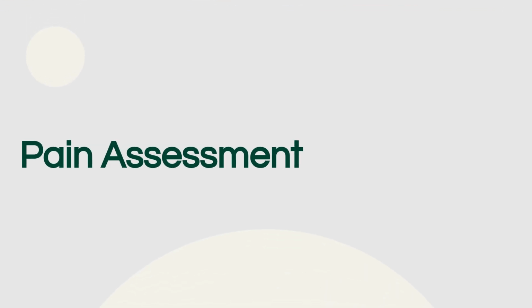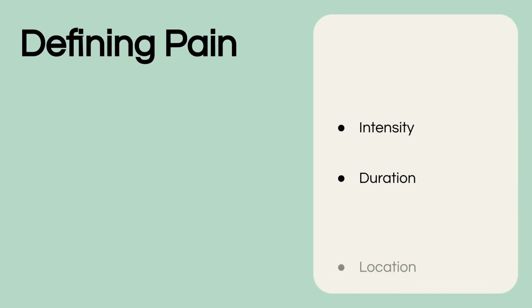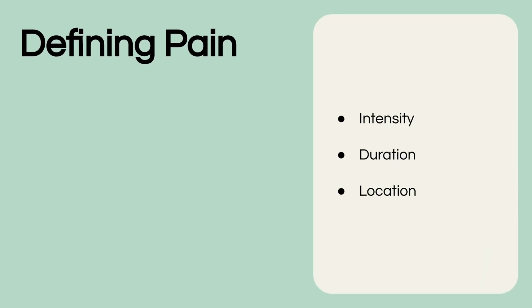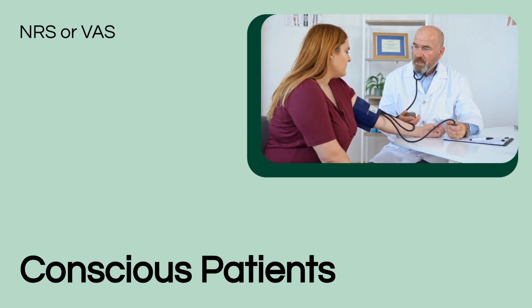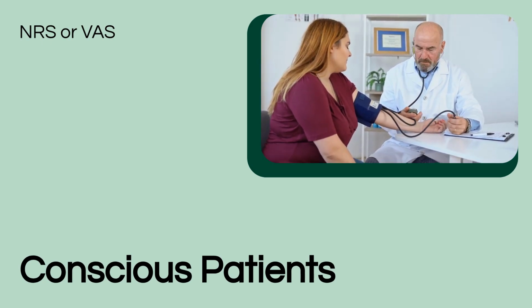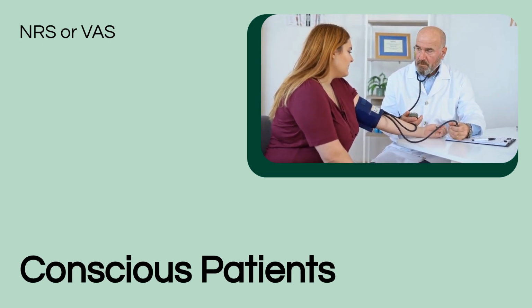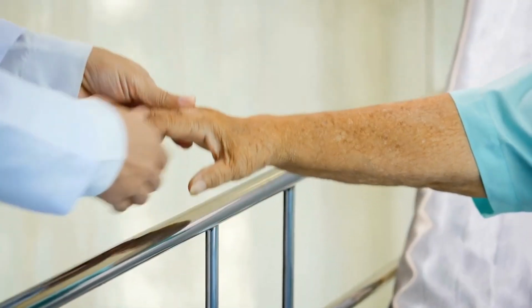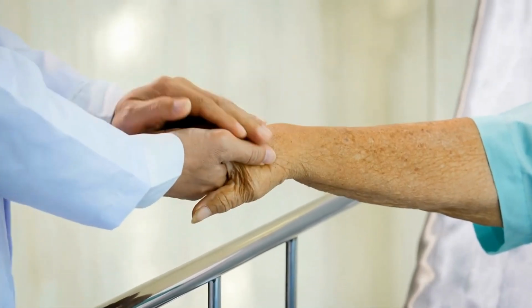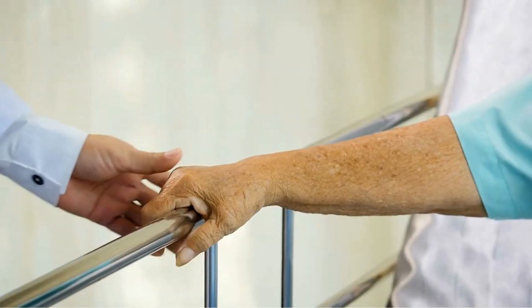Next, let's review the key methods for pain assessment and monitoring in the ICU. Pain is subjective, defined by intensity, duration, location, and quality. Intensity is the primary parameter we monitor. For conscious patients, direct communication is the best approach, using tools like the numerical ranking scale or visual analog scale. The goal is a score of 3 or less. For unconscious or sedated patients who cannot communicate, the behavioral pain scale is the appropriate assessment tool.